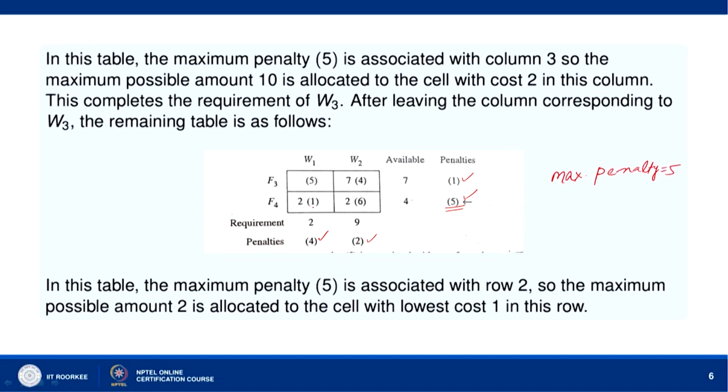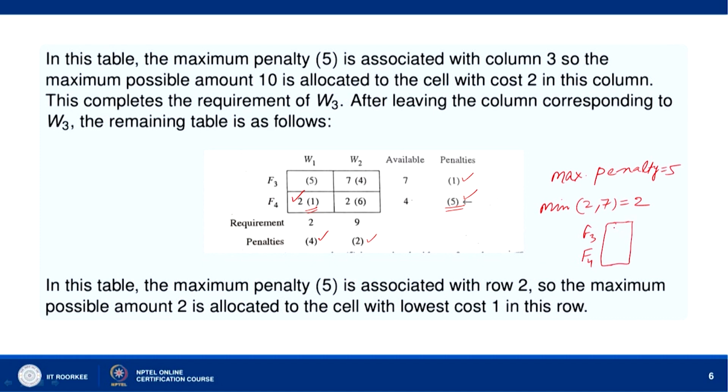So, let us identify the cell which has the lowest cost. This cell has got the lowest cost 1. So, we will allocate the minimum of 2 and 7, that is 2. So, we allocate 2 to this cell. Now, the requirement of W1 was 2, and we have allocated 2 units to W1. So, we can cross out this column, and then what are we left with? F3, F4.